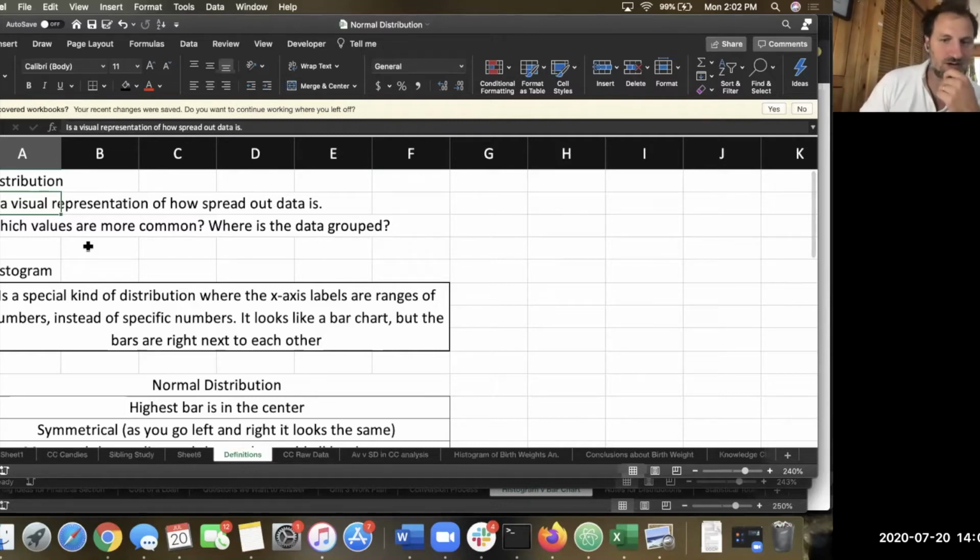A histogram is a specific kind of distribution where the x-axis labels are ranges of numbers instead of specific numbers. It looks like a bar chart, but the bars are right next to each other, usually touching.